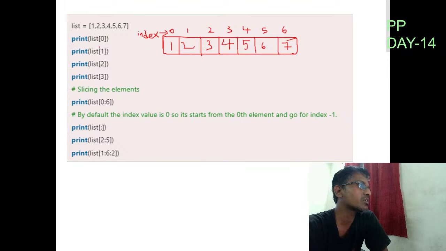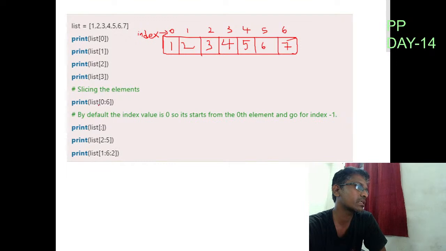So now I want to print list of 0. What is list of 0 here? It will print 1 only. And list of 1, it will print 2. And list of 2, it will print 3. And list of 3, then it will print 4.